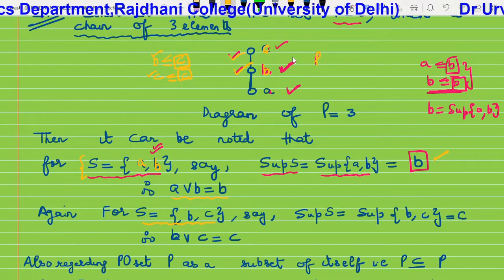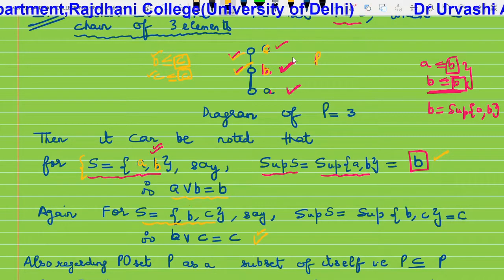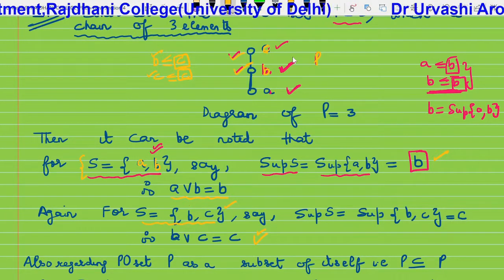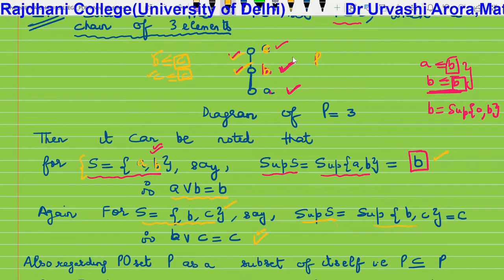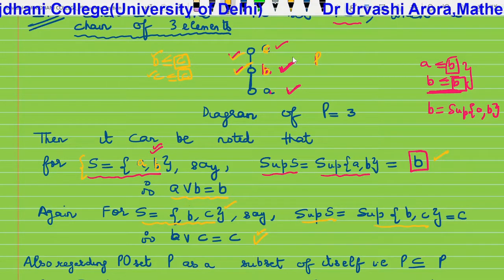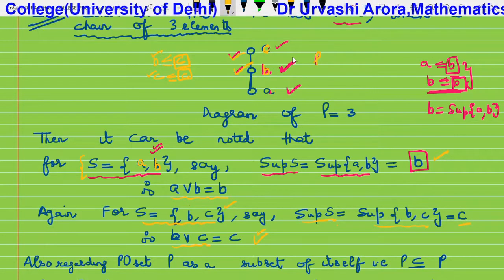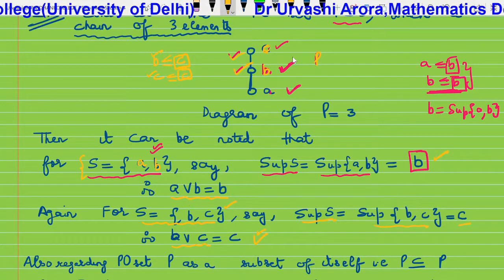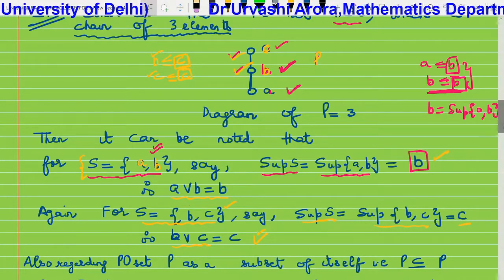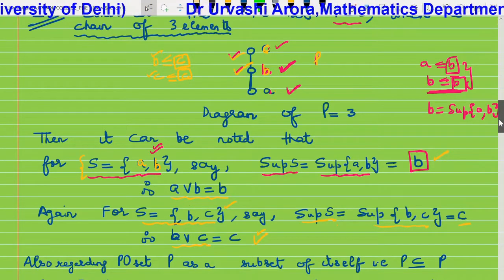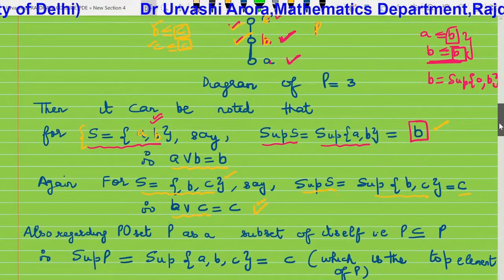So A join B is B, and in the same way here S consists of two elements B and C. So the supremum of S, which is the least upper bound of S, or the supremum of B and C, comes out to be C, which means that the join of B and C, which is another name for supremum, is C. So these were a few examples of finding the supremum of a subset of a PO set when the subset consists of just two elements.